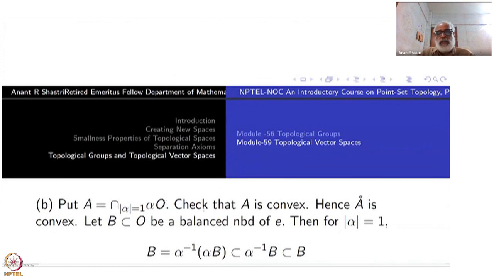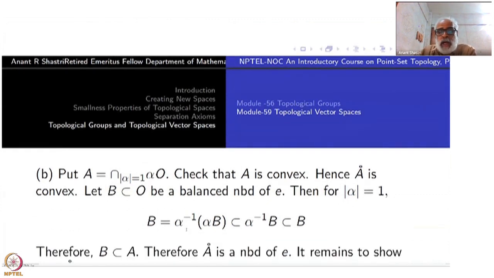Now check that A is convex because O is convex to begin with. So you have to check that this will also be convex. Hence, the interior of A is convex. That's what we have seen, right? If C is convex, the interior of C is convex was one of the parts of the previous theorem. Now let B contained inside O be a balanced neighborhood of E. Inside this one, by part A, we can take a balanced neighborhood of E. Then if mod alpha is equal to 1, you can write B as alpha inverse of alpha B, and alpha and alpha inverse cancel out. But alpha B, being balanced, is contained inside B, so it is contained in alpha inverse of B. But alpha inverse also has mod 1, so it is contained inside B.